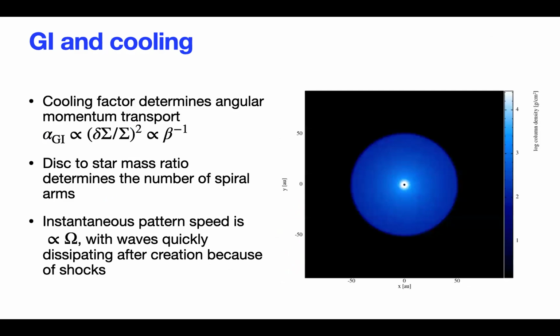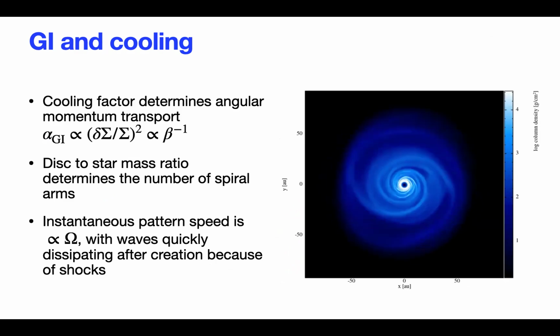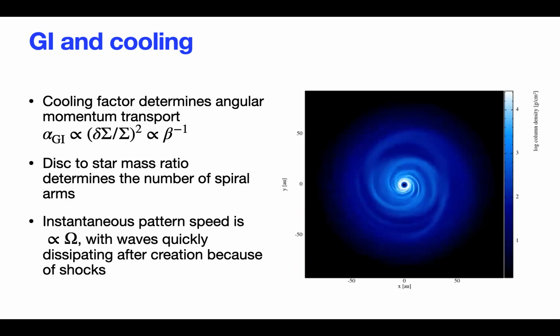So let's speak a little bit about cooling and what we did in the past. This is a Phantom simulation of a cooling-driven GI disk. You see that there is the spiral structure, and the idea is that cooling is really handy when we want to perform numerical simulations, because it's really easy to implement in a code.